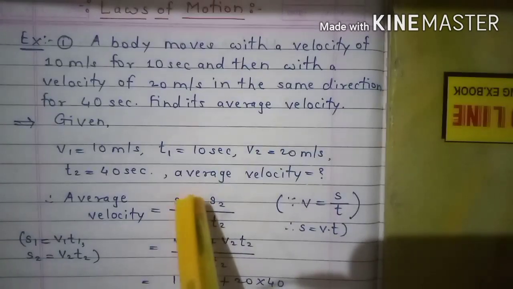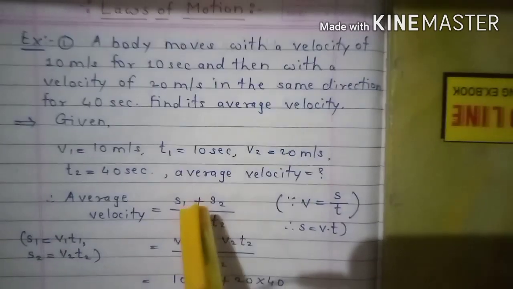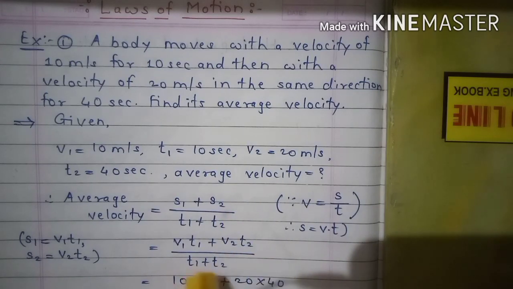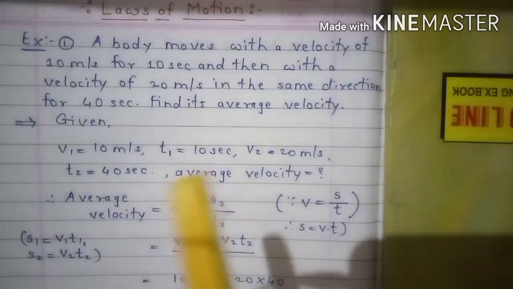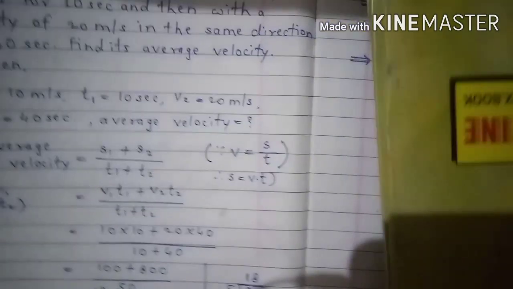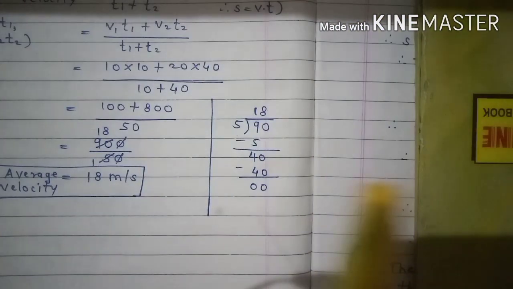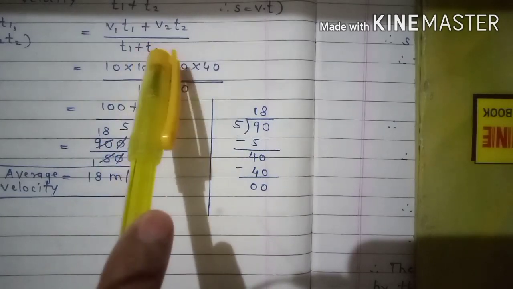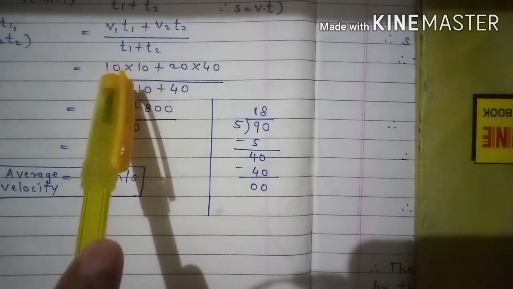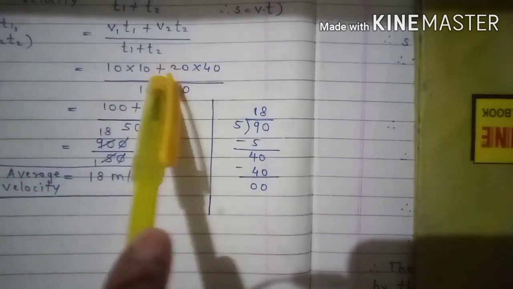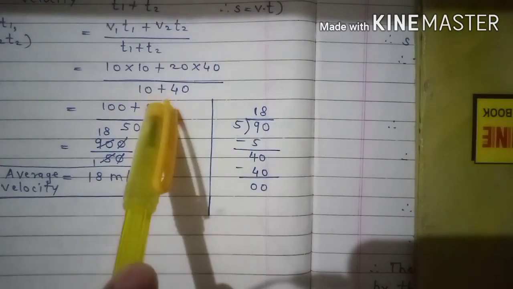So here the respective values we will put, that is instead of S1 we will write V1 T1 plus instead of S2 we will write V2 T2 upon T1 plus T2 as it is. Now here we have to put the respective values. So see here, V1 T1 plus V2 T2 upon T1 plus T2 is equal to 10 into 10 plus 20 into 40, these respective values we put, upon 10 plus 40.